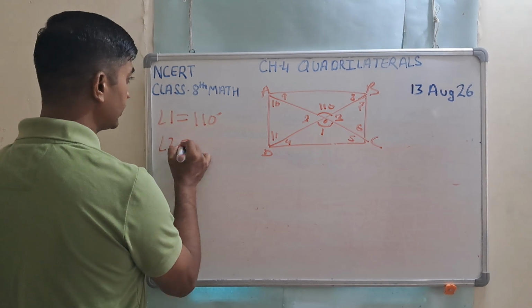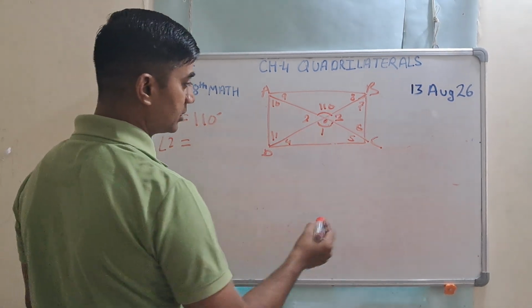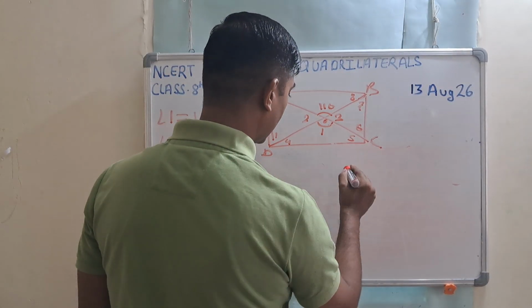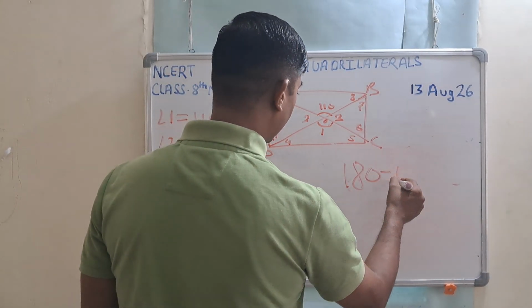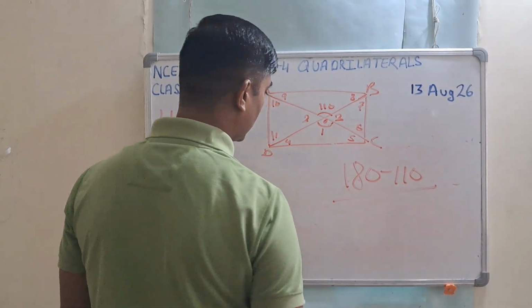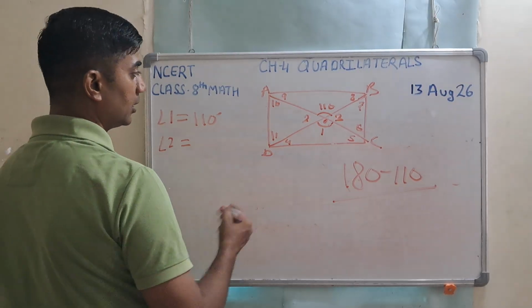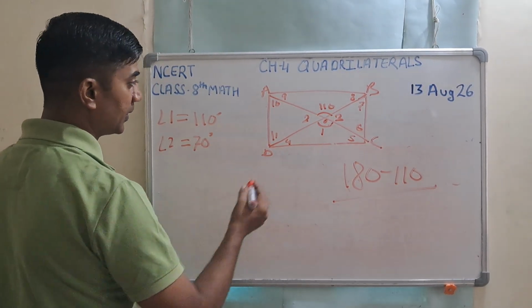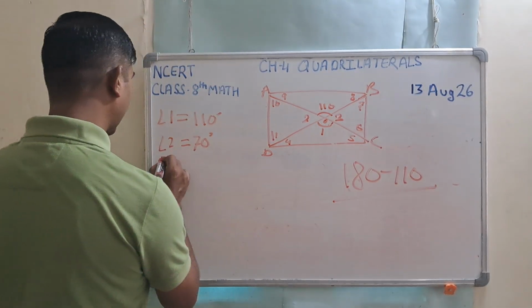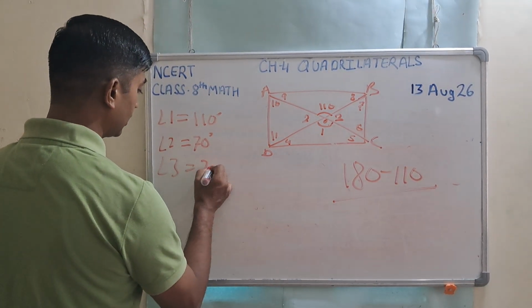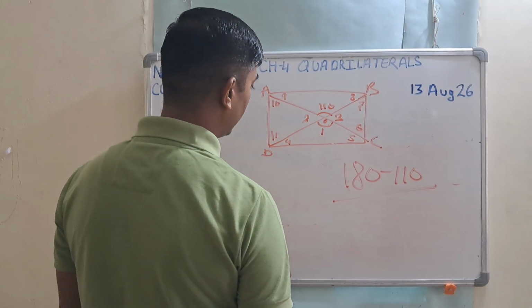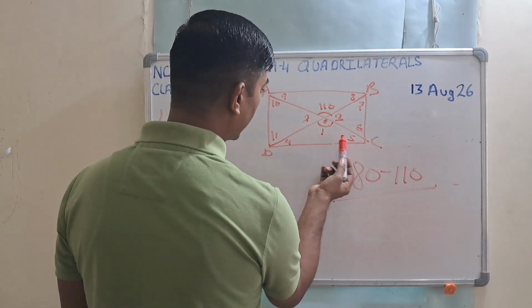Angle 2 is equal to 180 minus 110. What is the result? 70. So angle 2 is 70 degrees. Understood? And angle 3 is a vertically opposite angle, so angle 3 is also 70 degrees. Now we have to find out angle 4 and angle 5.